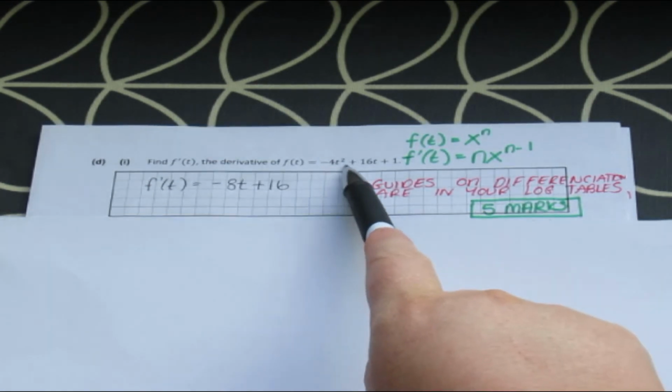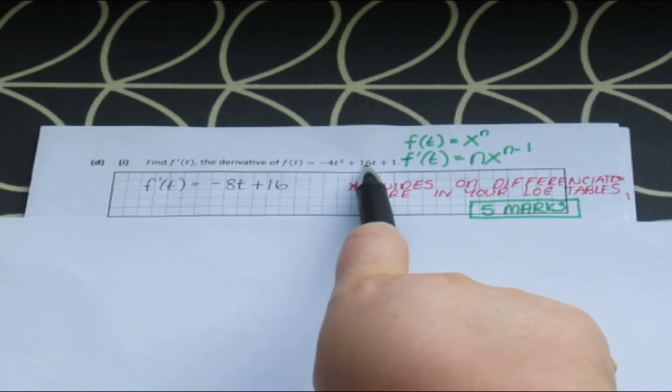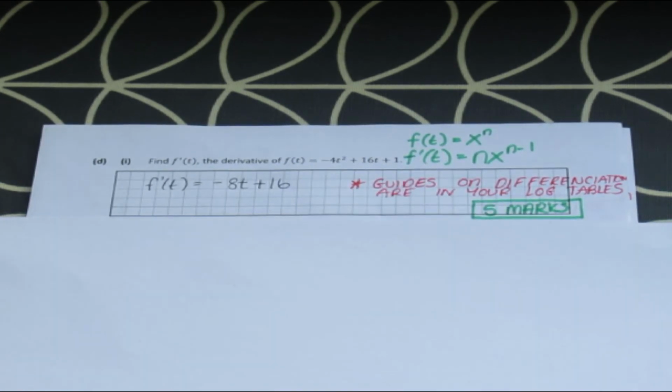So you can see here we've just got our normal function and we've got 3 terms in the function. This is a straightforward differentiation question. I have written down the rules for differentiation for this type. This is straight from your log tables. Lots of information on differentiation there, so make sure you have a look at it and you're familiar with it.